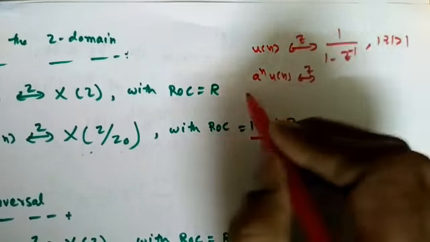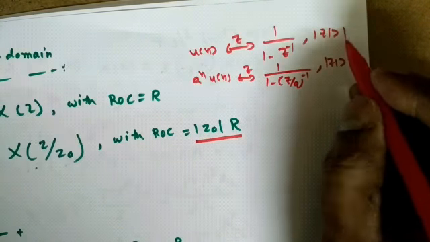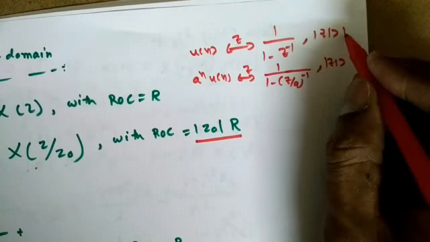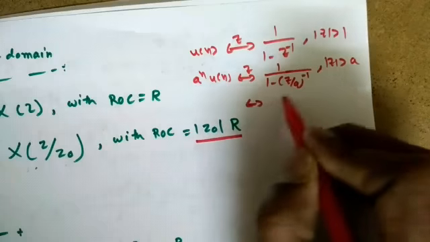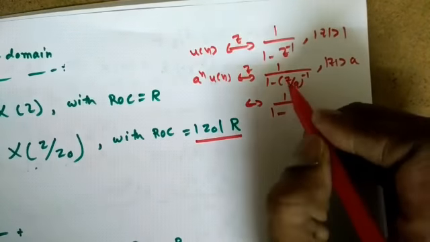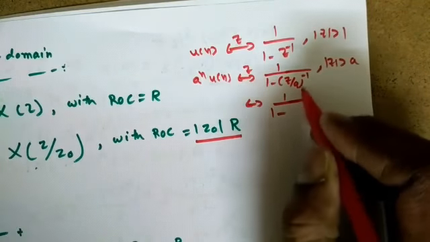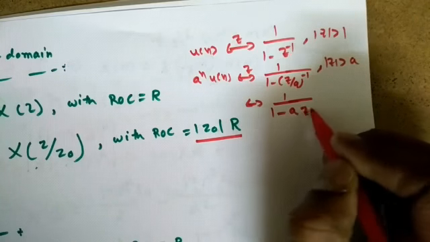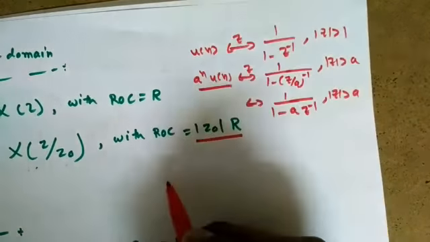1 minus z by a, whole power inverse. And mod z is greater than, as said, mod z naught into R. So R is 1, into a. So what will it become? 1 by 1 minus a power 1. If it is coming to the numerator from the denominator, it is a power minus 1. So a power minus 1 into minus 1 means a z inverse. So we have got that a power n u of n is nothing but 1 by 1 minus a z inverse.